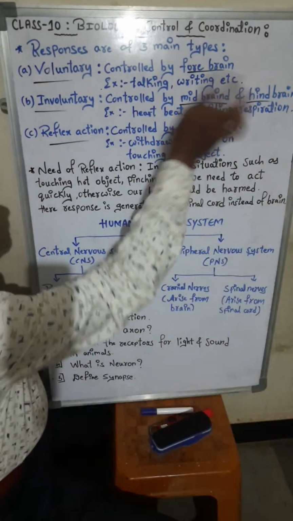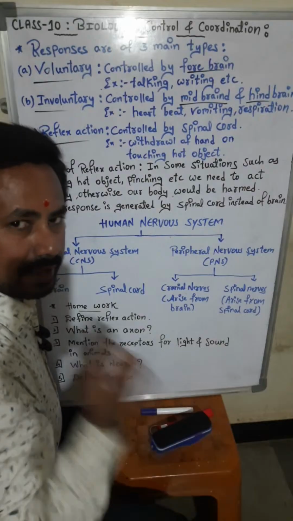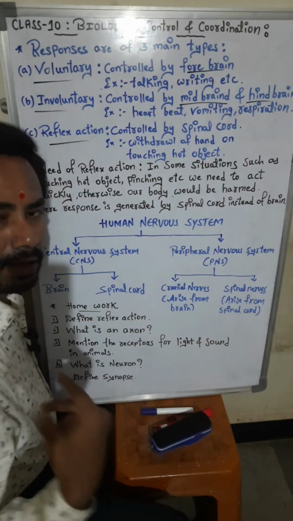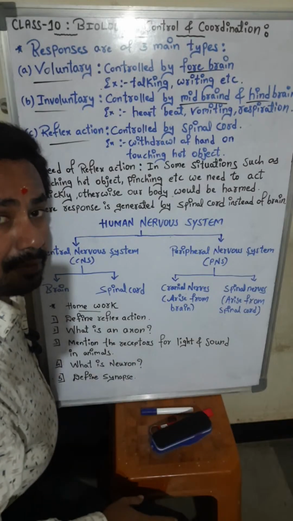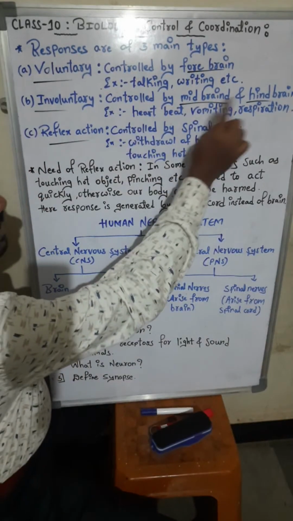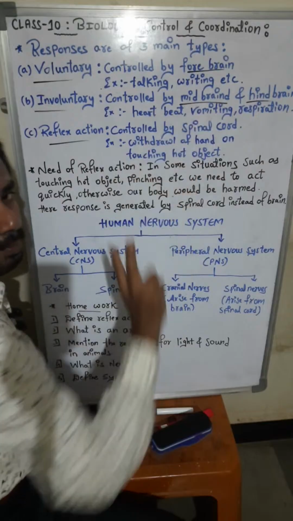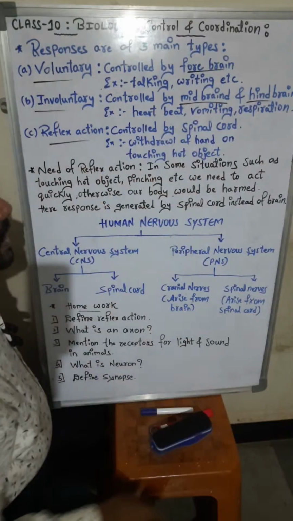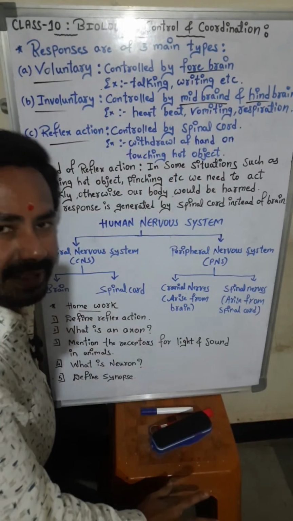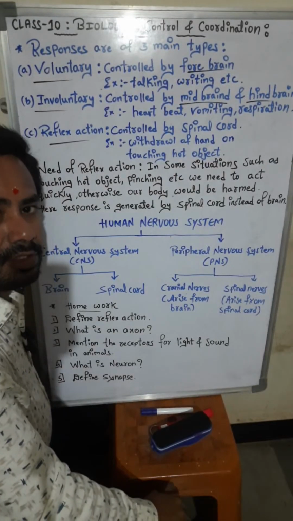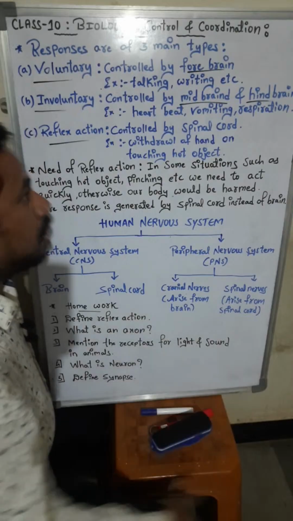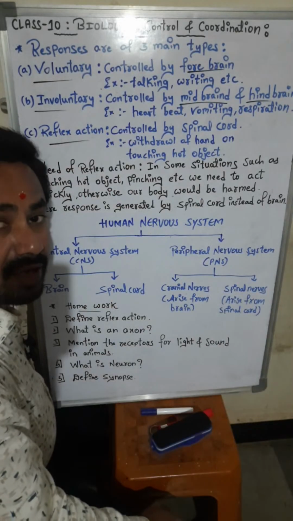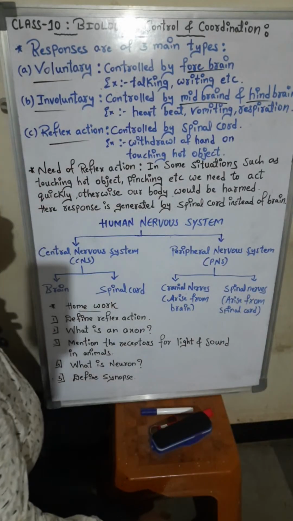The forebrain controls voluntary actions, which are under our control: sitting, running, jumping, everything under our control. The hindbrain and midbrain both control involuntary actions. Examples: heartbeat, vomiting, respiration, digestion, chemical reactions in our body, hormone secretion. All are examples of involuntary actions.